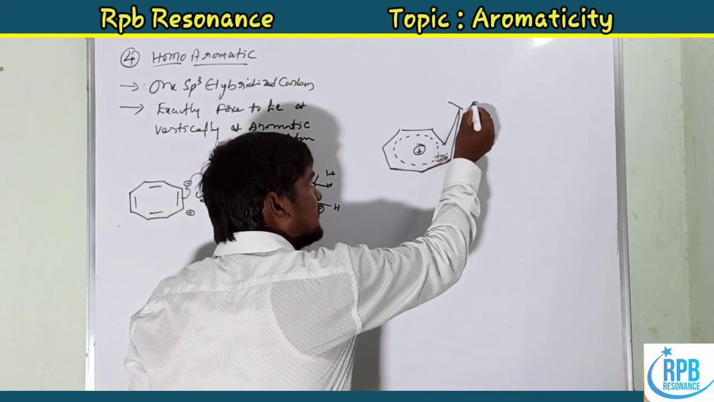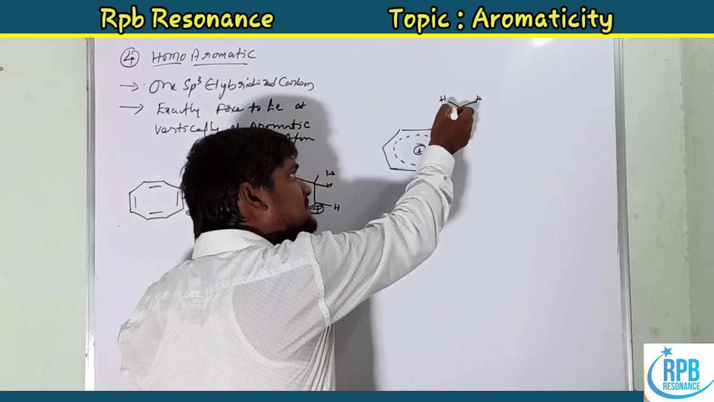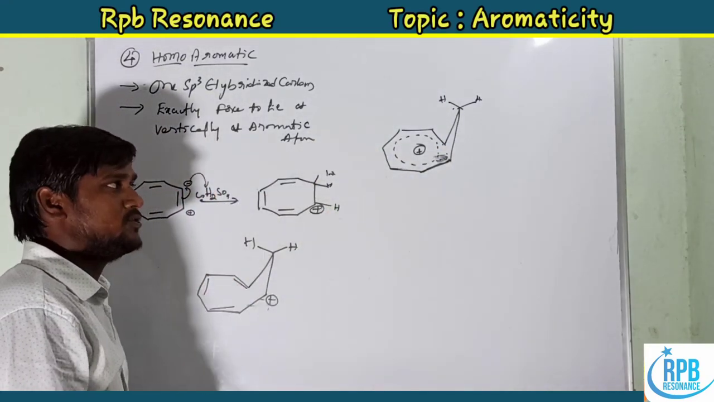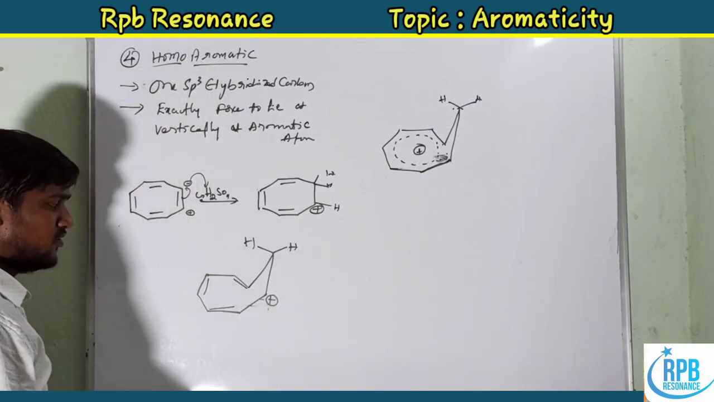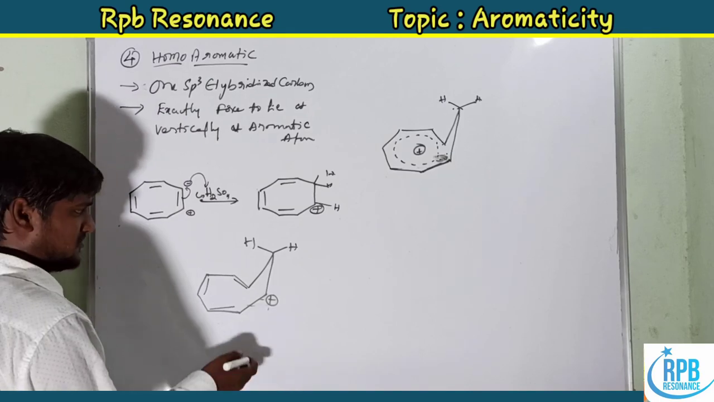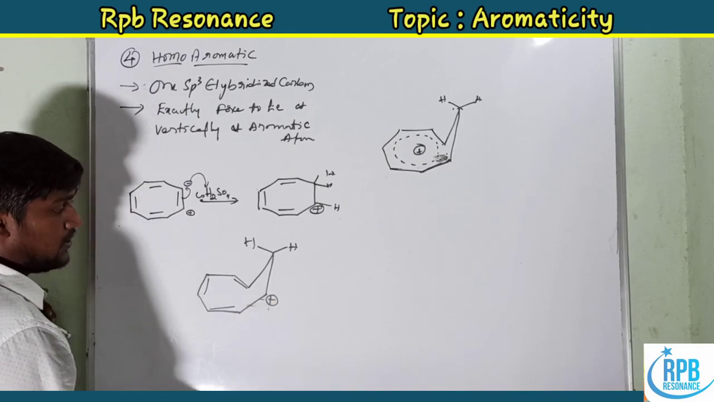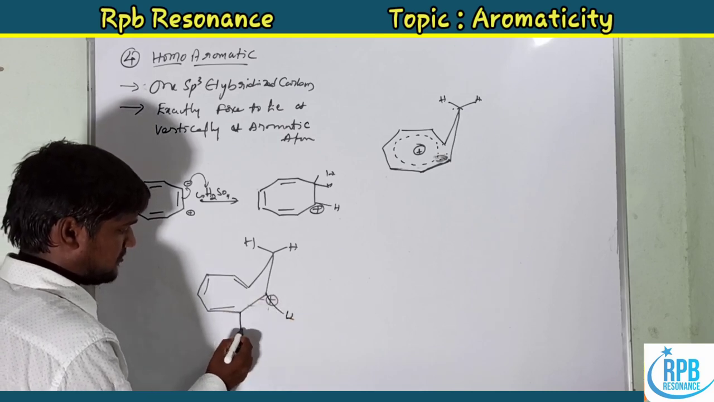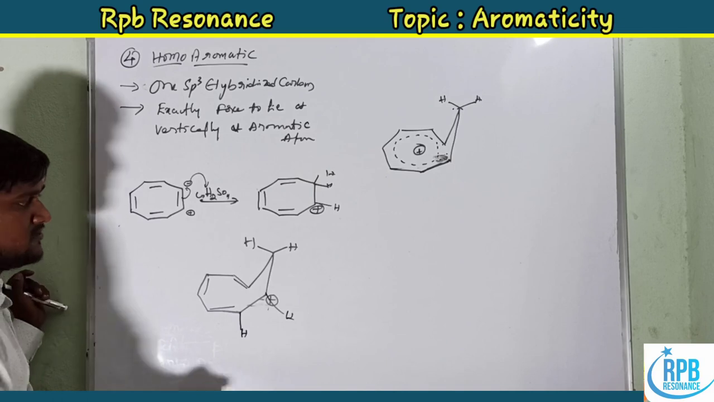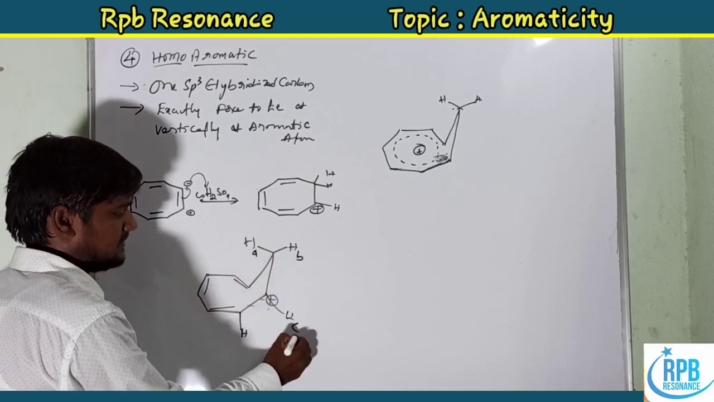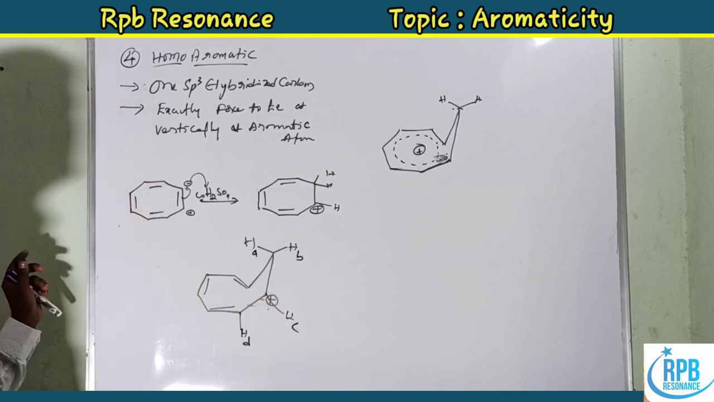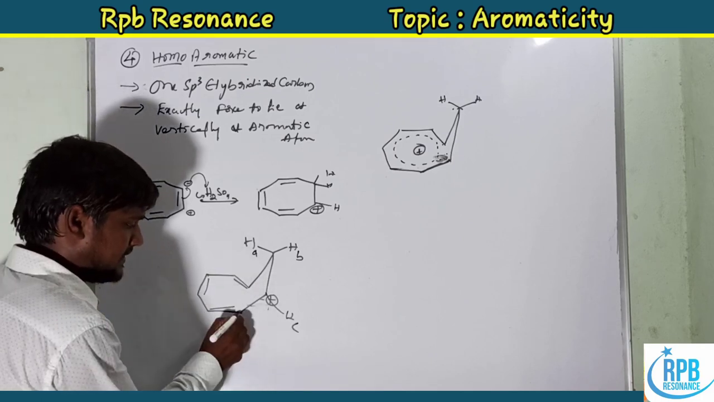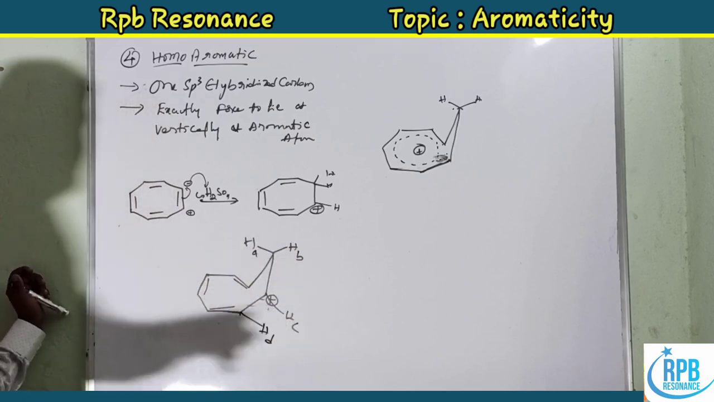But here there is exactly one sp3 position. That sp3 position is oriented in the exact vertical position, so it is said to be homoaromatic. Many previous year questions ask about this type of molecule and its hydrogens. Here it is one hydrogen, another hydrogen, another hydrogen. Simply here we have HA, HB, HC, HD. Let us assume this is HB. So what are the NMR delta values?